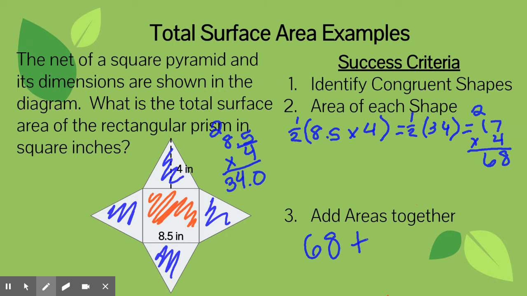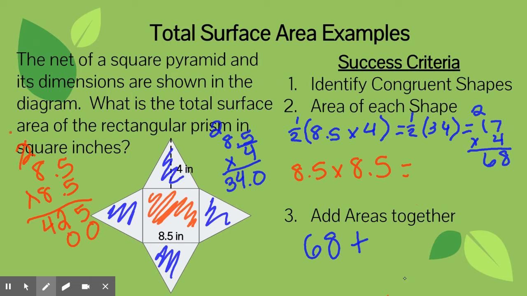We're going to add that to whatever my square is. So squares are the same on each side. So these are both 8.5. So I'm going to do 8.5 times 8.5. Okay, so let's do 8.5 times 8.5. 5 times 5 is 25. 5 times 8 is 40. Plus 2 is 42. 8 times 5 is 40. 8 times 8 is 64. Plus 4 is 68. So it's 72.25.